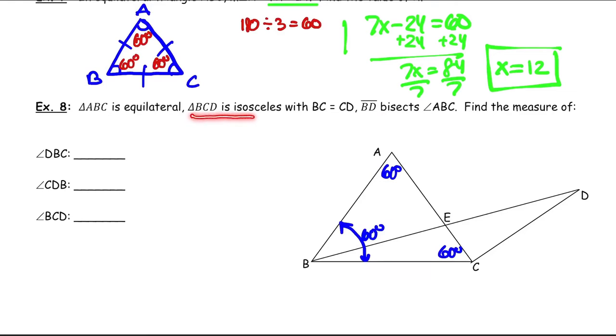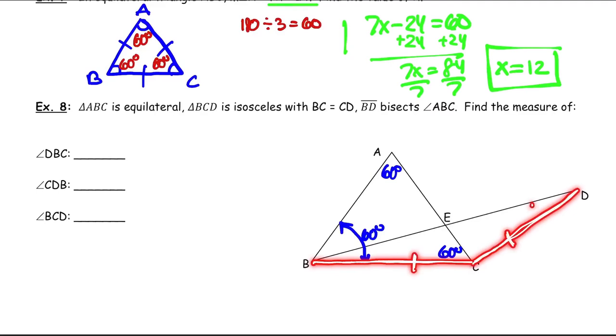Triangle BCD is isosceles with BC equal to CD. BC equals CD. So if this triangle is isosceles, guess what? These 2 angles now are equal. I don't know what they are yet, but I know those 2 are going to be equal. So I'm going to mark it. This angle here is equal to this angle here.